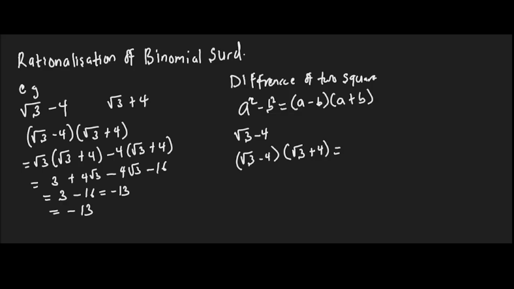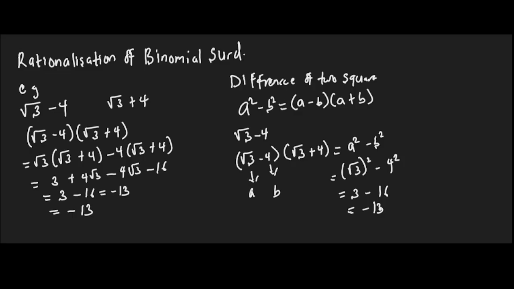What this translates to, following the approach of difference of two squares, is that we take this here to be A and this here to be B. Then we have A squared minus B squared. Our A is root 3, so that's root 3 squared minus 4 squared. Root 3 squared gives us 3, minus 4 squared gives us 16. You can see we have the same result. 3 minus 16 gives us minus 13.